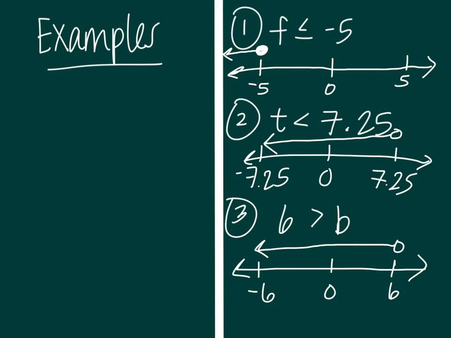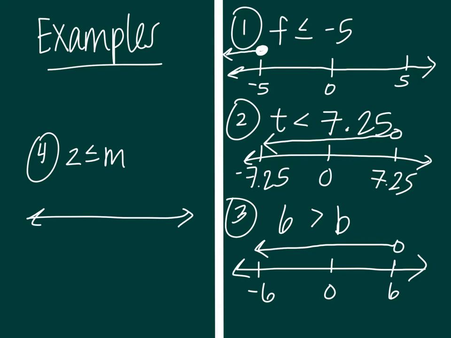Let's try one more. I'll come back to the left side and put number 4. So start with the variable. We have m is greater than or equal to 2. Because there's an equal to, we will have a closed circle. You can think of it like it takes another step to draw the line under the inequality symbol, and it takes another step to shade in the circle. Okay, to show numbers greater than, my line will go to the right.